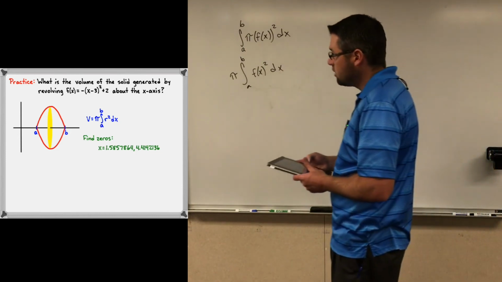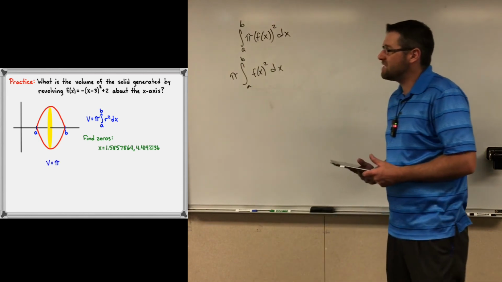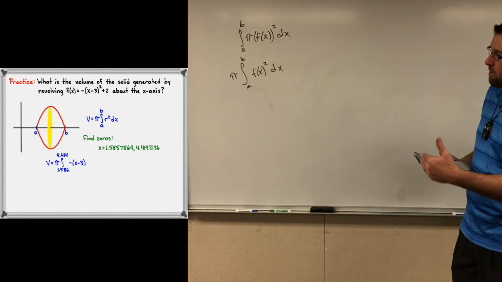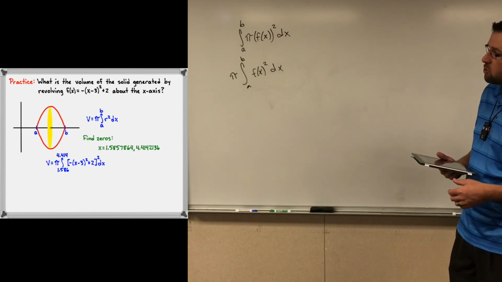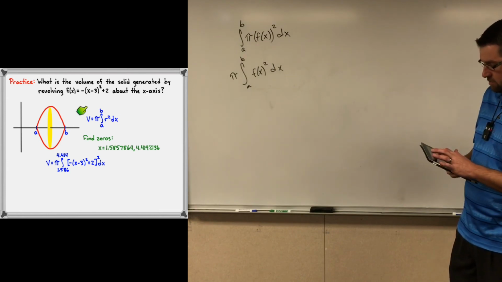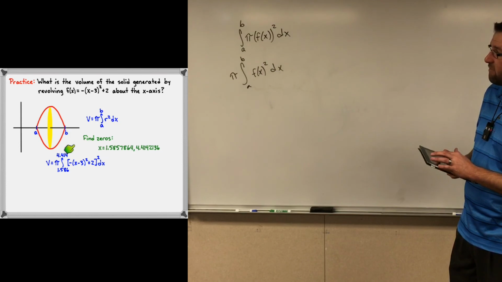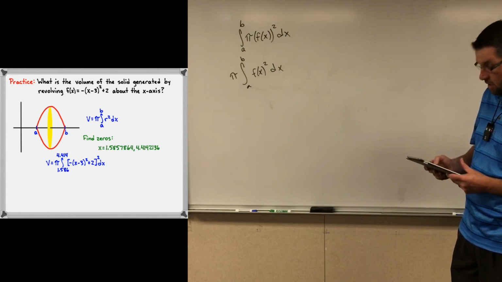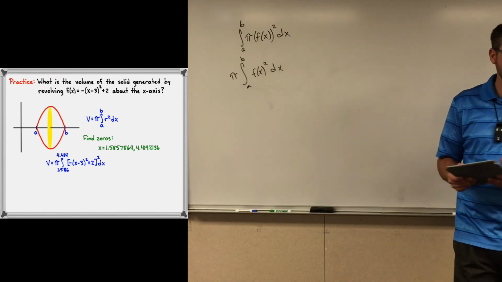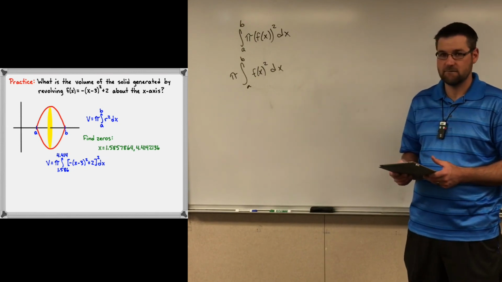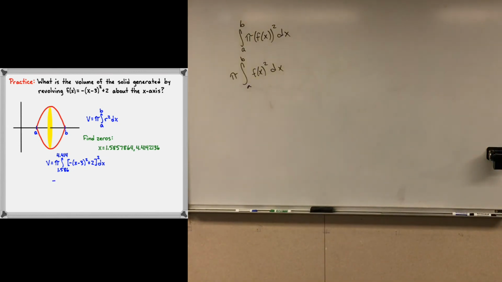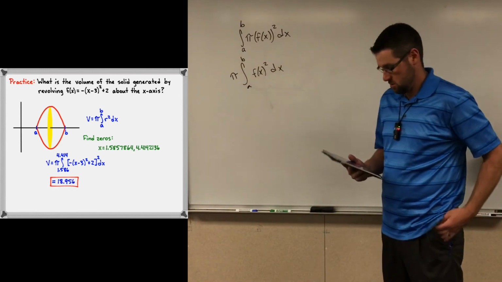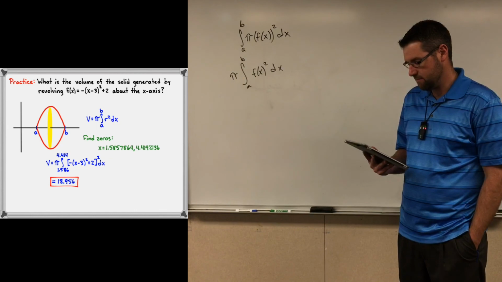So again, the volume is equal to the integral from the lower bound to the upper bound of pi times radius squared. So what's the radius again? The radius in this case is f of x, so I just wrote that down there. Anybody have an answer yet? What did you say, Trav? 18.956. Very good. Are we okay with that?